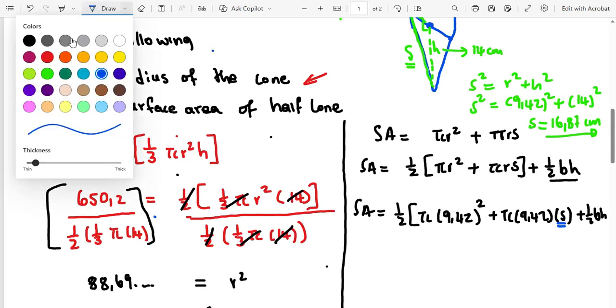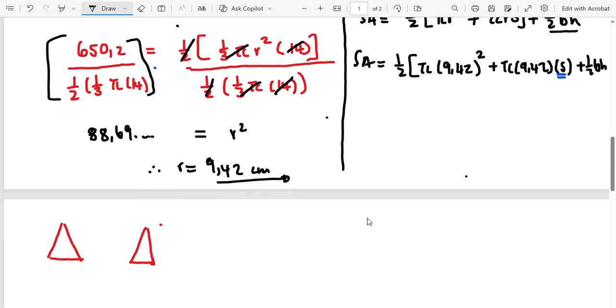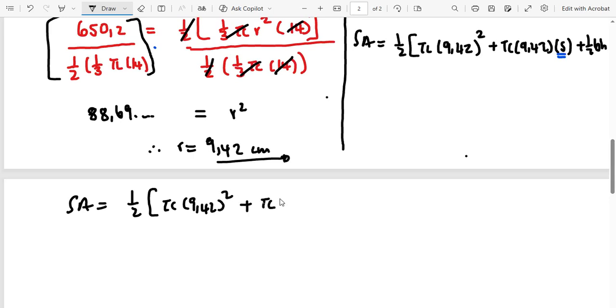Now I'm going to substitute that where there's s. I just want to rewrite everything down here for space. So this will be the surface area. We already started substituting. This will be pi. We know where the 9.42 is coming from. We just calculated that as 16.87, and then close the bracket.